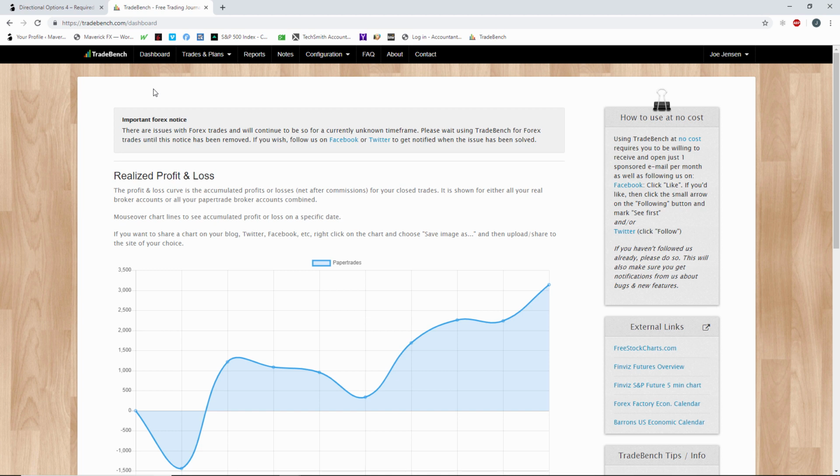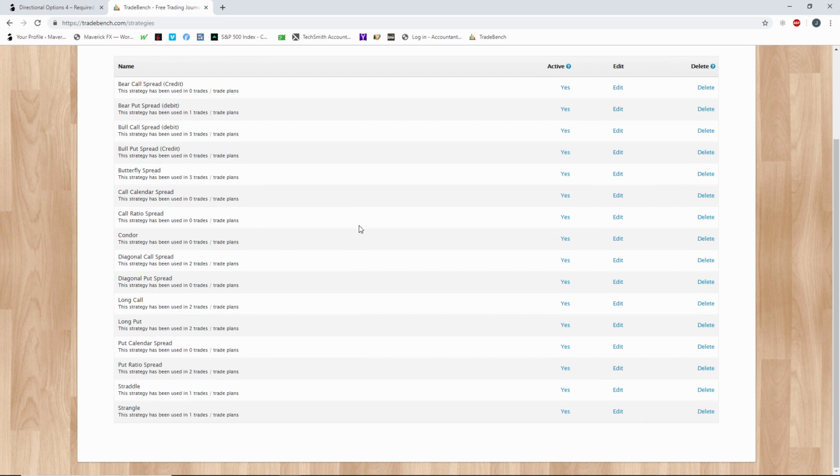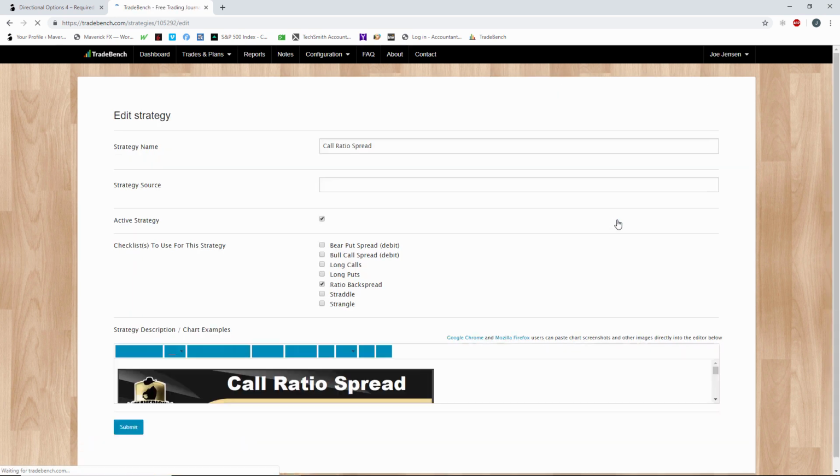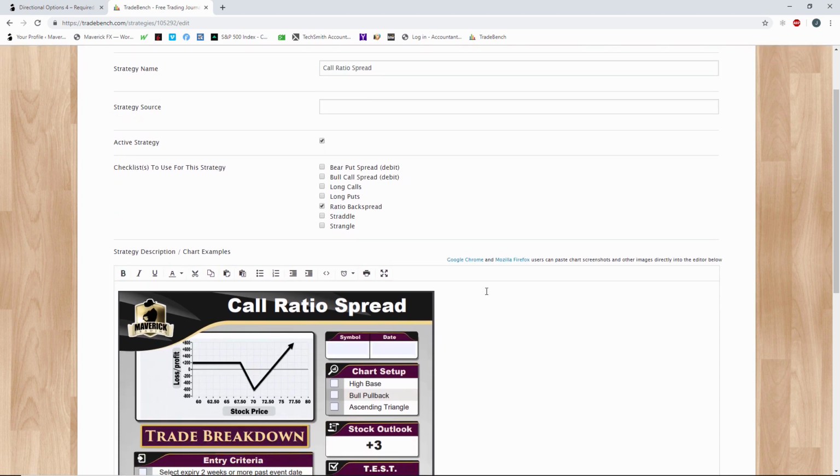So the first thing I would do, like we always like to do with our Tradebench, let's go ahead and get into our configuration and make sure that we have a strategy for it. Now you guys can see that I actually went ahead and put the strategy in, as I have with most of these. Let's see if we can find it here. This is the call ratio spread, and then you can go a little bit lower here and you can see the put ratio spread. Let's go over and just hit the edit button and see if I've got a checklist for it. I do. I'm going to show you that checklist, by the way, guys. I actually copied and pasted.